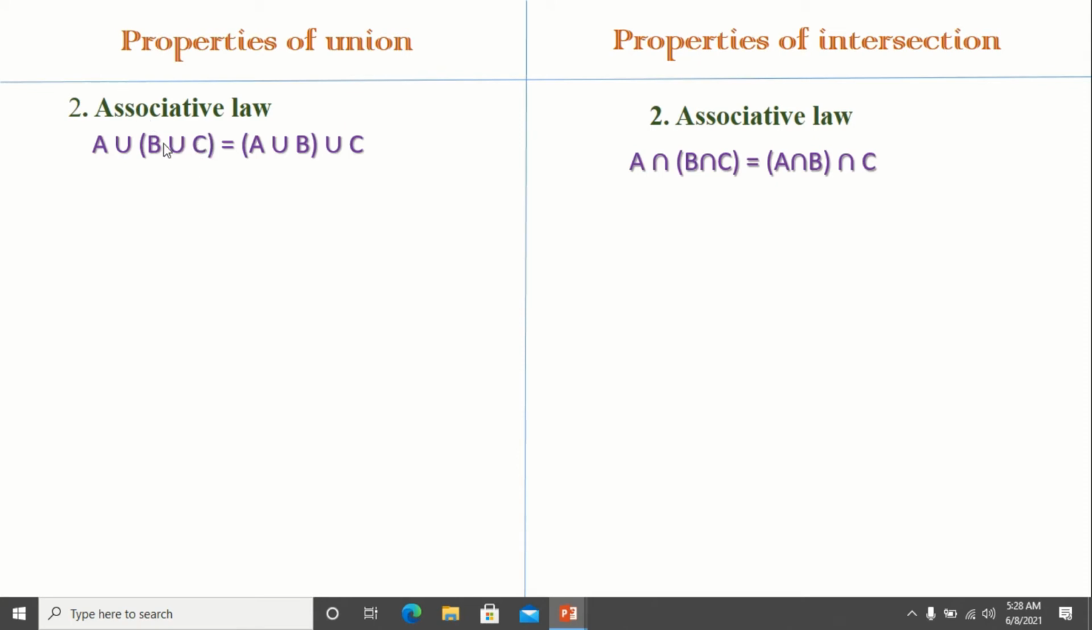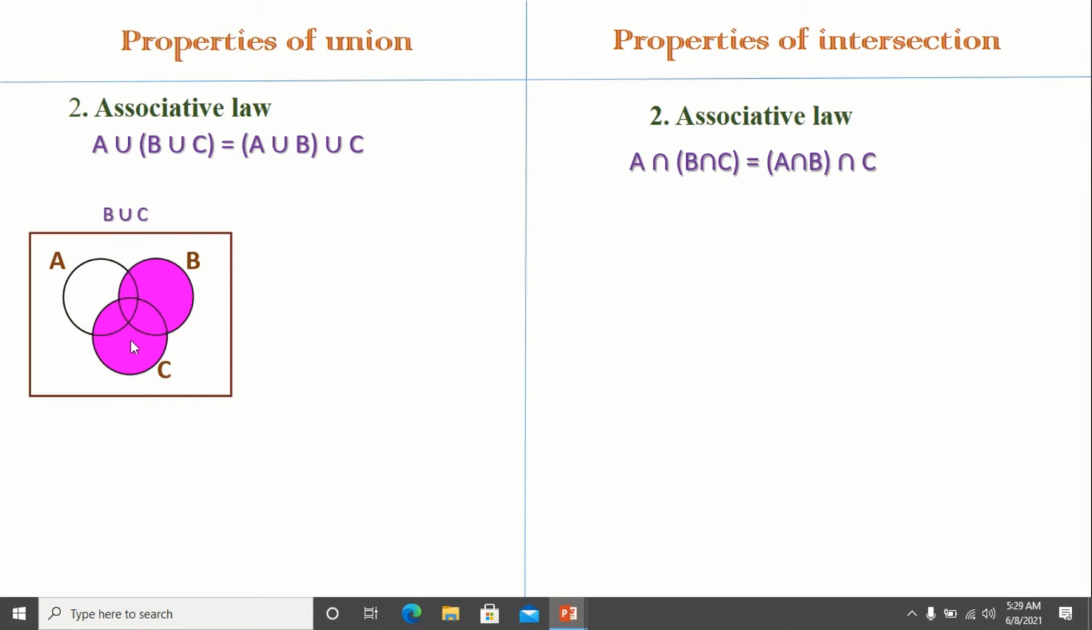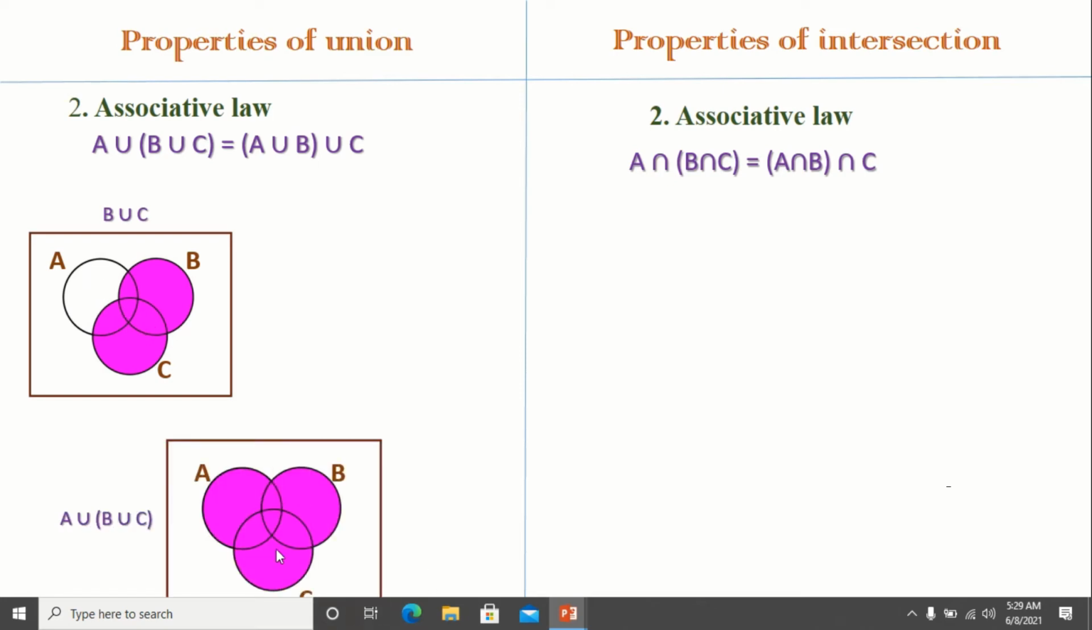So let's see the Venn diagram of B union C. This pink region represents B union C. Next we have to find A union (B union C). So with the region B union C, we have to combine the region of A, which is given in this Venn diagram. This is the Venn diagram of A union B union C.